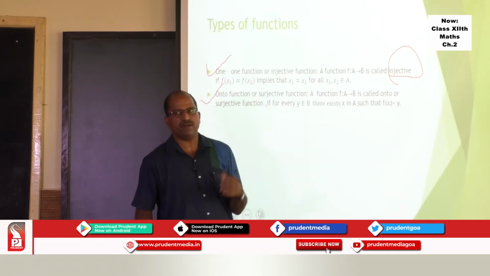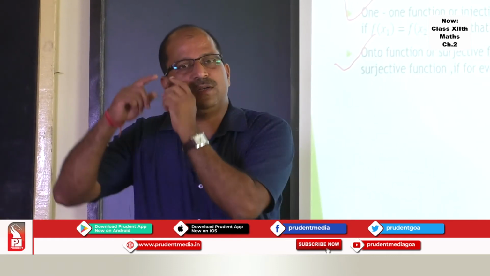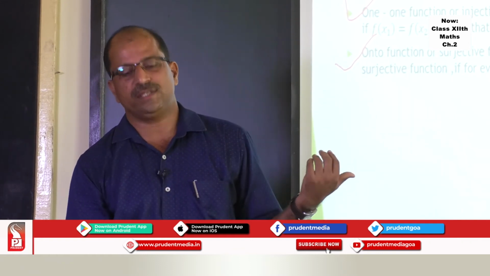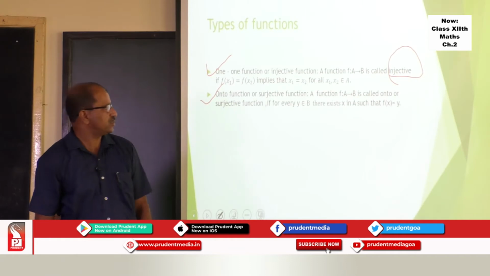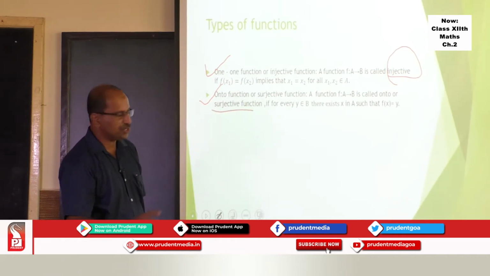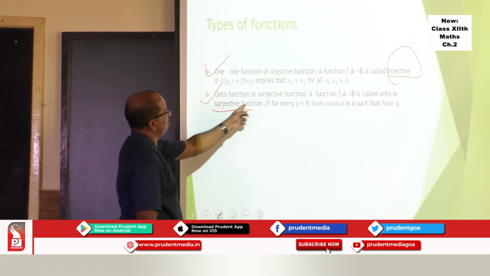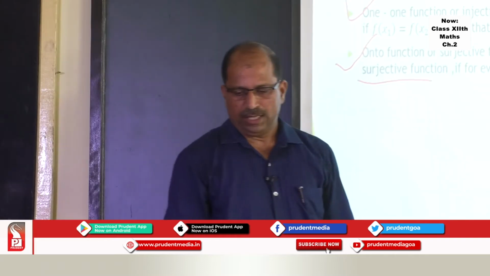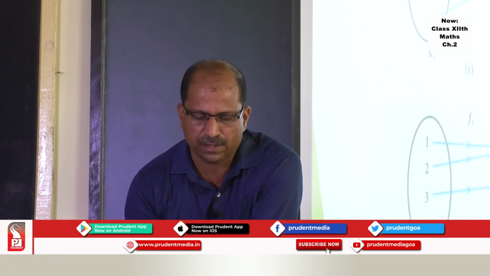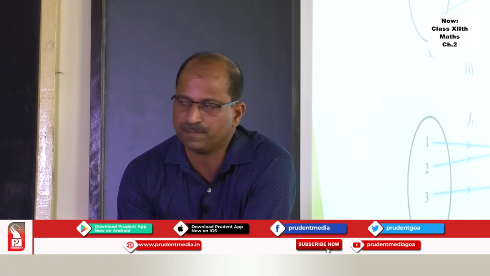So, any y belonging to the codomain set has a pre-image in the first set, that is called a surjective or onto function. Let us understand these two definitions by making use of some examples.